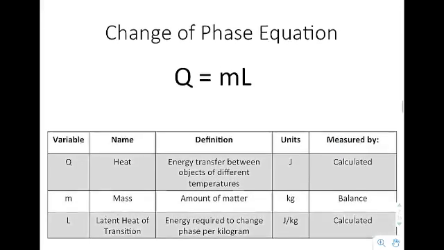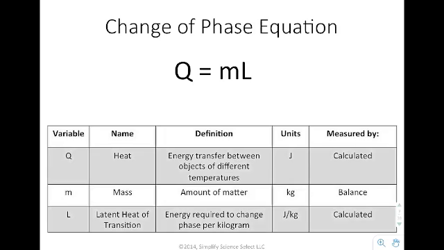Okay, next we have the change of phase equation. We have Q equals mL. Q we're familiar with as heat. M we're still familiar with as mass. But now we have this L term. That's the only new term, and that's what we call the latent heat of transition. Every substance has a set value for how much energy is required to change phase. So this is a constant. It's something that you would look up on a table for each particular substance and each phase change.